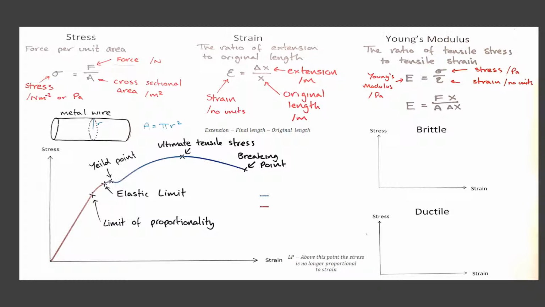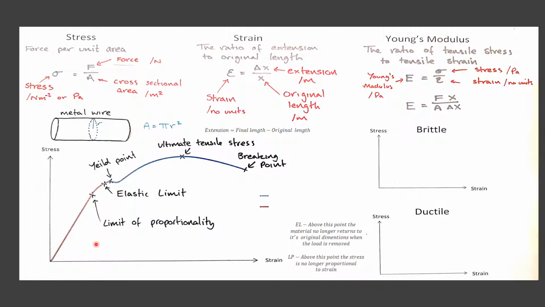The limit of proportionality. Above the limit of proportionality, the stress is no longer proportional to strain. We can see this on the graph. Below this point, the graph is a straight line. This shows stress and strain are proportional. Above this point, the graph curves. This shows stress and strain are no longer proportional.